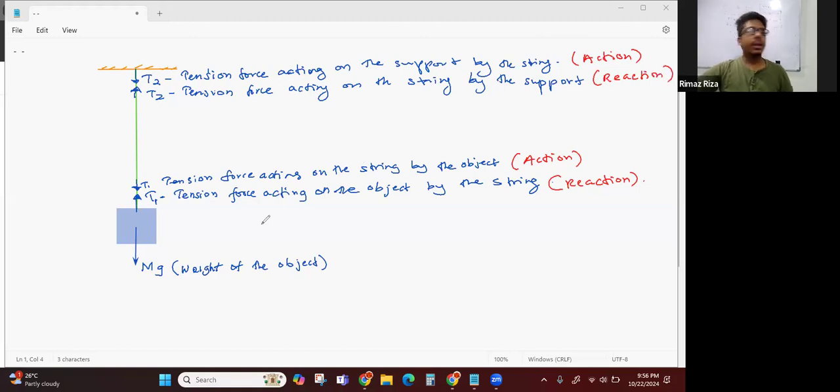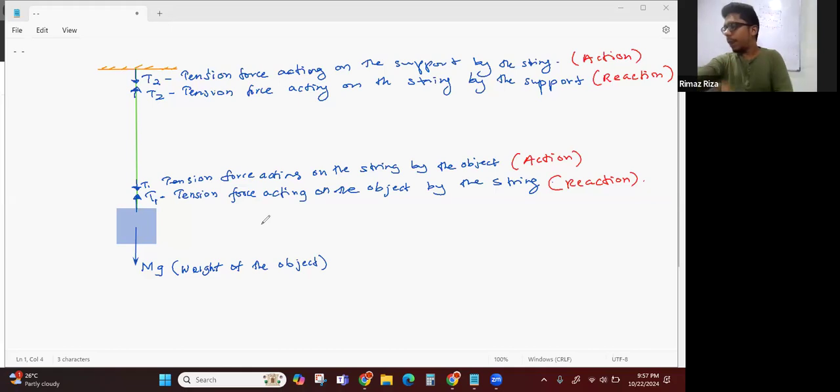Okay, quickly note this down. Every action has an equal in magnitude, opposite in direction, reaction force. Okay, sir. Okay.